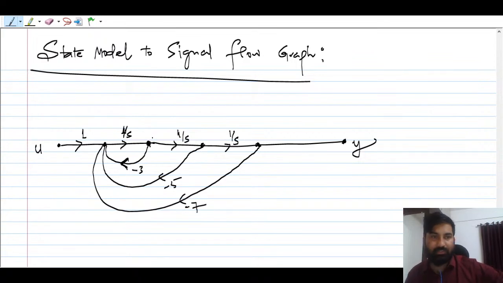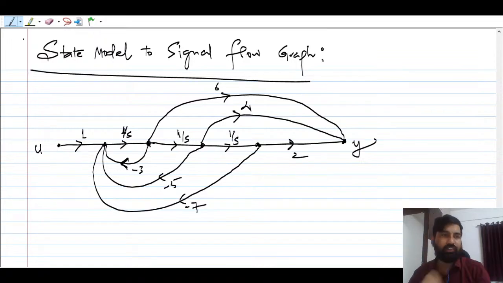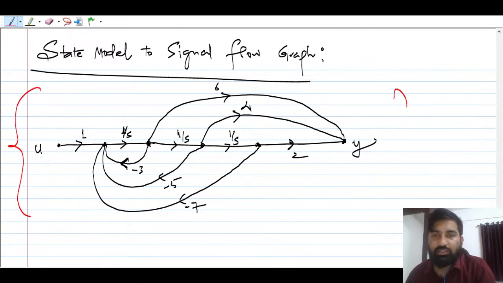Now we can connect these guys, this node to output, okay, this node to output. ये ऐसे connected है, right? So you can say this is 6 and this is 4. Okay, and this is connected, you can say there is a 2, right? Now we have got this state model, sorry, signal flow graph. Okay. This is the signal flow graph.